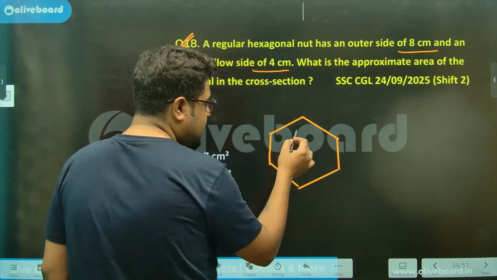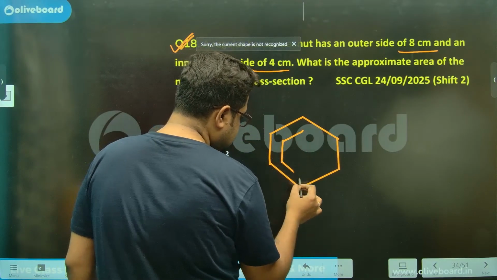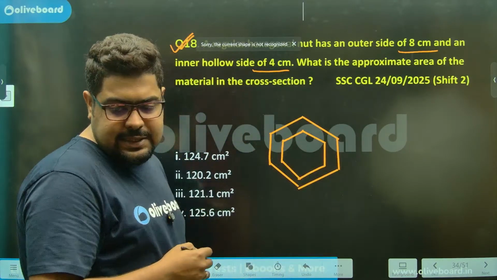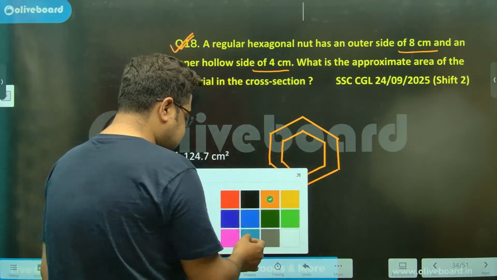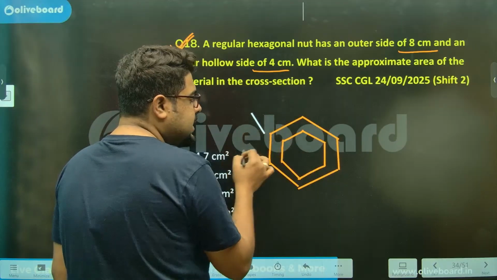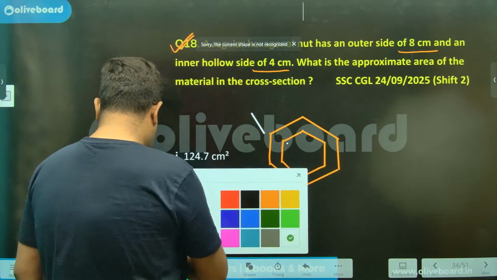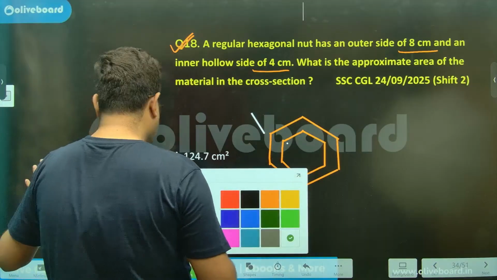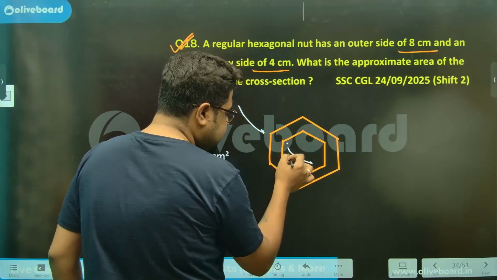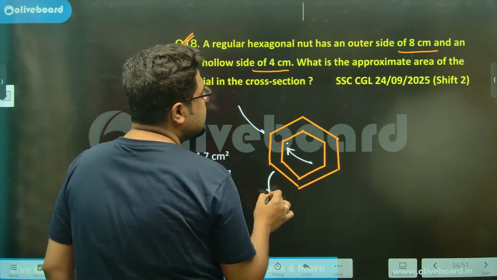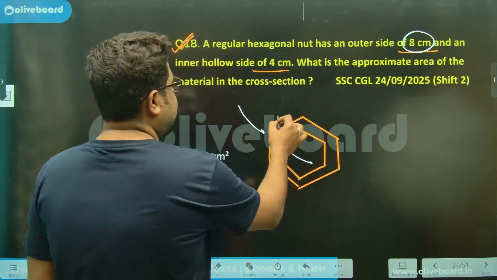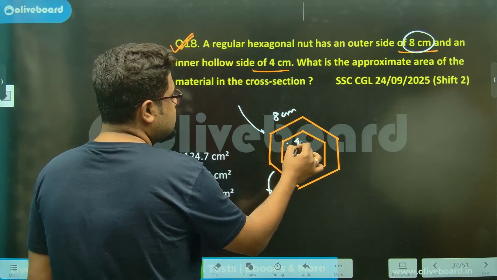At the end of the day, just think, they are asking something like this: area of this bigger hexagon minus area of this smaller hexagon. How can I do this? Given 8 centimeter is the bigger one, outer side of 8 centimeter, and inner is 4 centimeter.